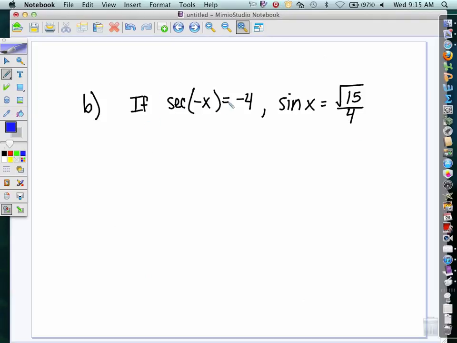All right, let's take a look at the next one. If secant of a negative angle is equal to negative 4, and the sine of the angle is the square root of 15 over 4, you are going to have to adjust your packet and make sure it's the square root of 15 and not the square root of, I think it was 28.